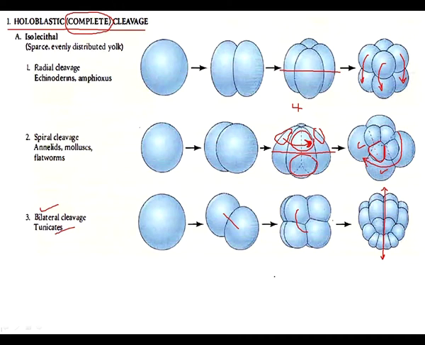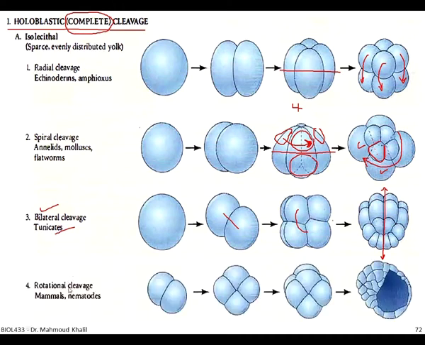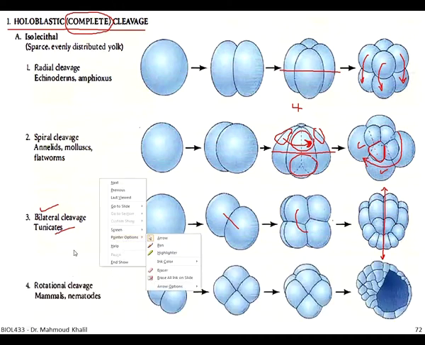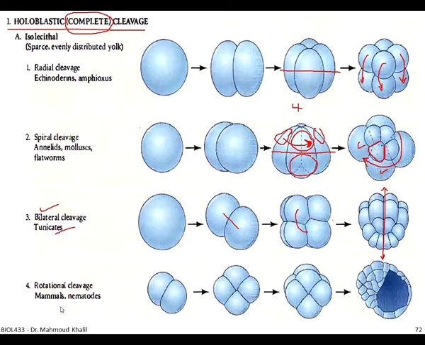The fourth holoblastic cleavage is called rotational cleavage, and it actually occurs in mammals and nematodes. You can see that it's very complicated. The pattern moves holoblastic until reaching a stage where the cells are rotated to take a certain position and get occupied because they are motile. And the figure doesn't show the rotational behavior of the blastomeres.